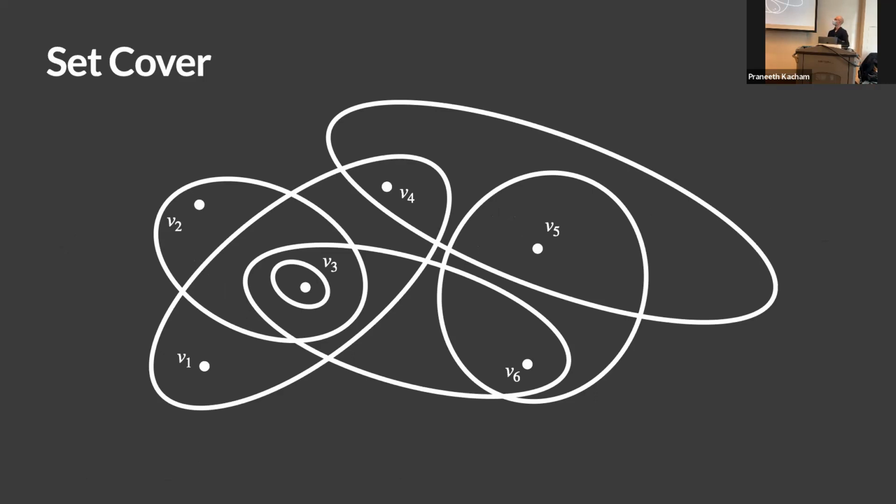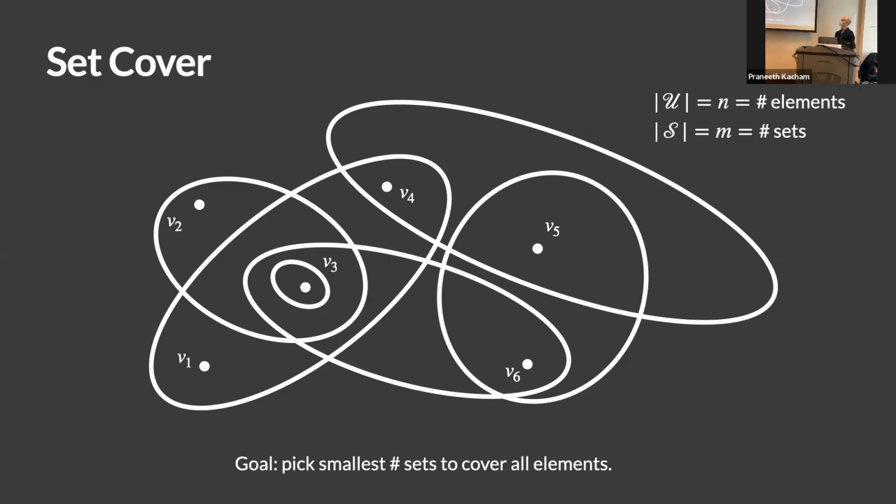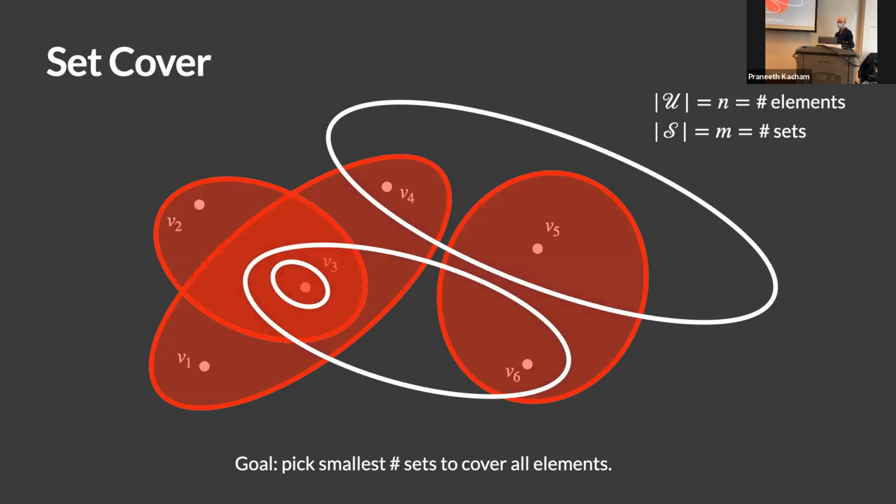You're given as input a collection U, I'm writing this cursive U, of n elements, and a collection cursive S of m sets. In this picture, the elements are the dots, labeled V1 to V6, and the sets are these ellipses. Your goal is to pick the smallest number of sets to cover all the elements. For example, this collection of red shaded sets is a feasible solution because it covers all the elements. And of all such feasible solutions, you want the smallest one.